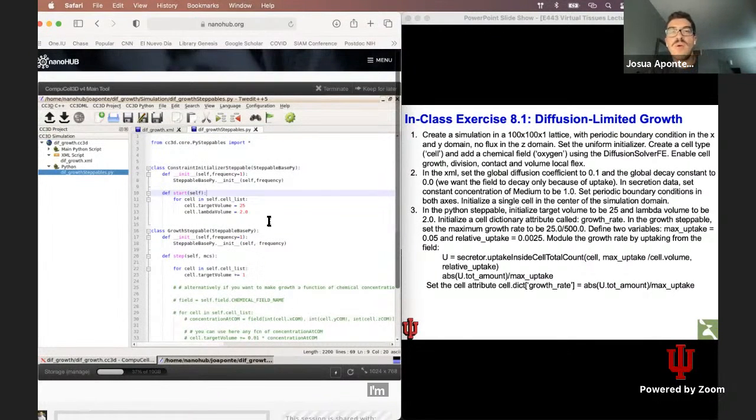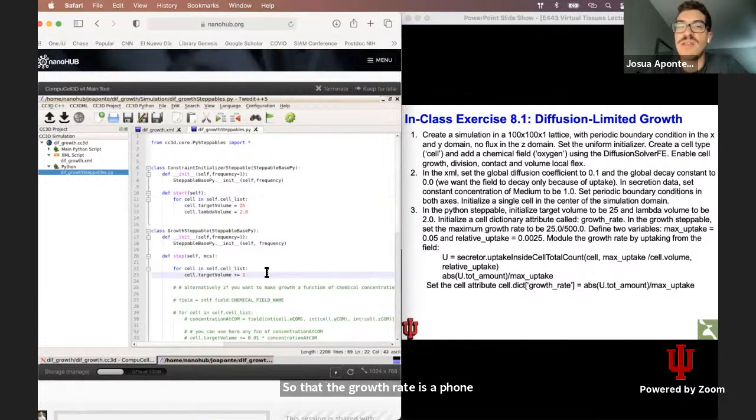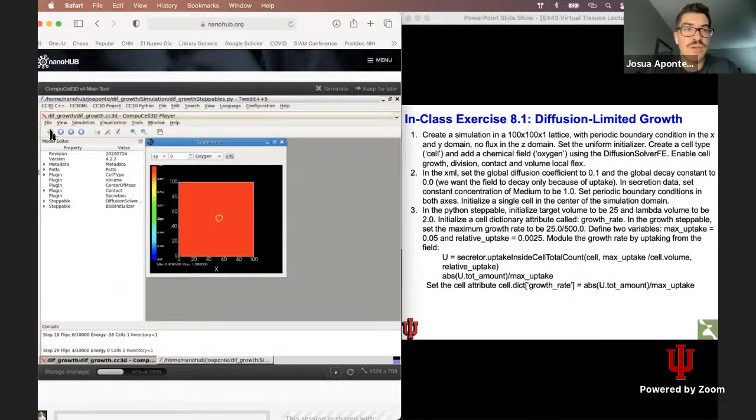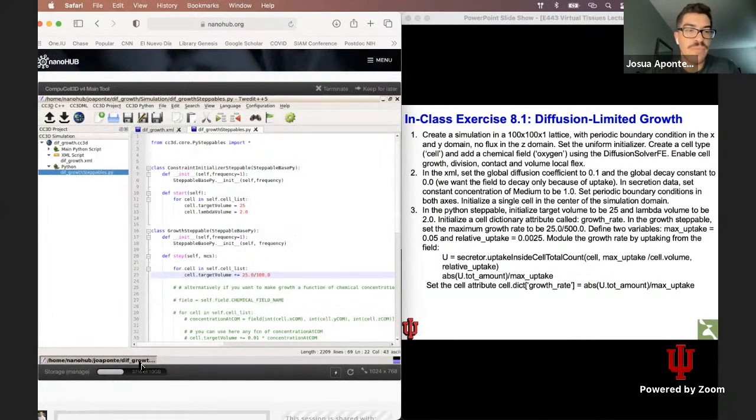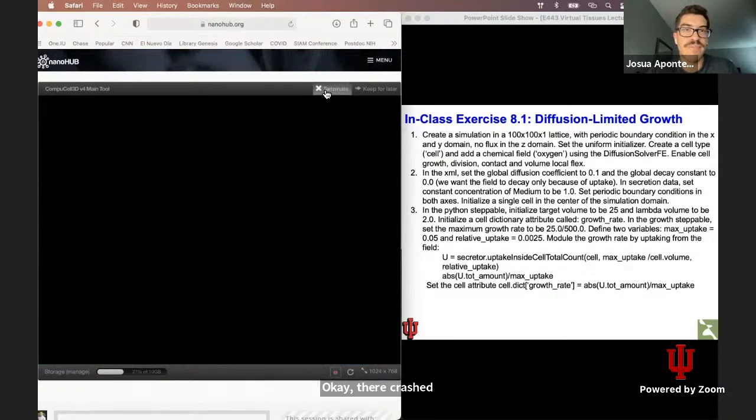Okay, now what I need to do is to modify my growth rate such that the growth rate is a function of how much my cell is taking from the environment. Let's start by having our cells just grow at a constant rate. We've done that before. And then if we run our simulation, okay, that crashed. One second.